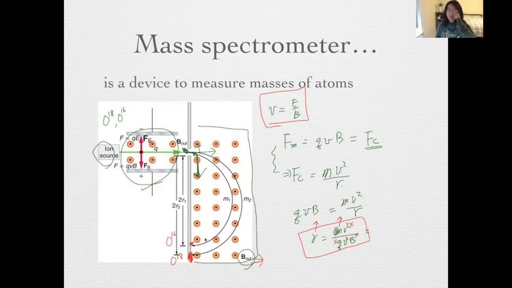Okay. Basically, the idea is that the magnetic force will make a particle turn in a circular motion. And because of that, if your particles have different masses, then when you turn the circle, the radius will be different as well. So just by utilizing this simple idea, we can use this device to separate ions of different masses.